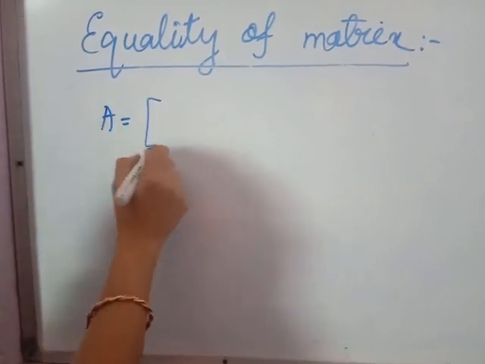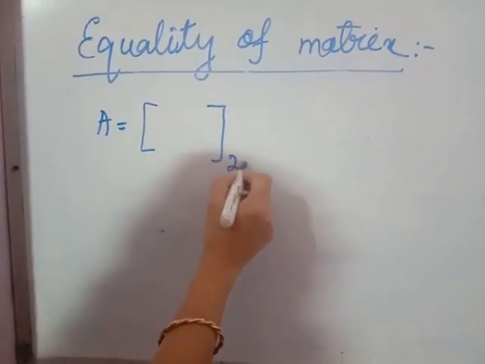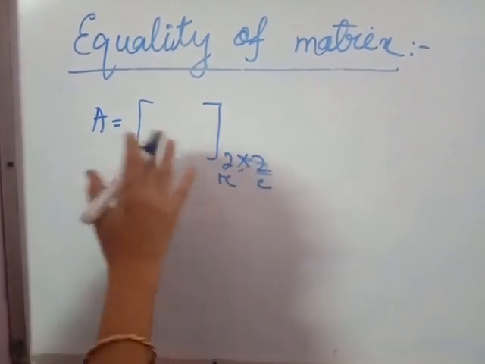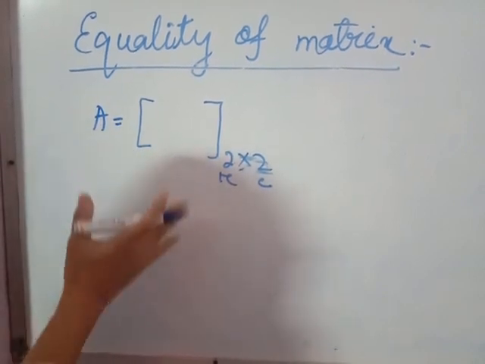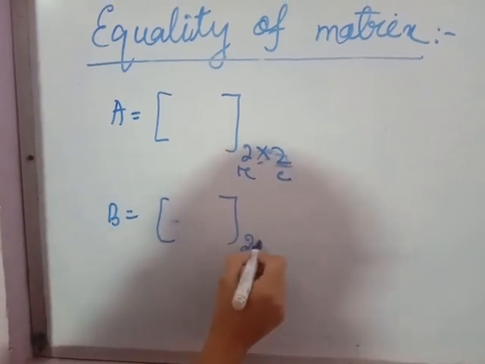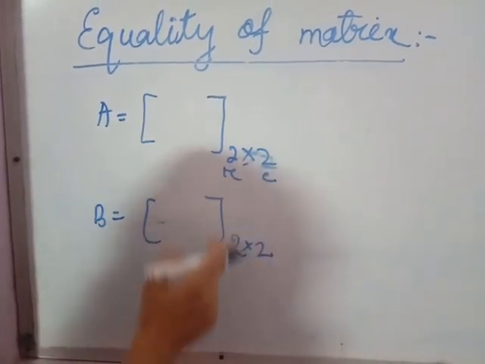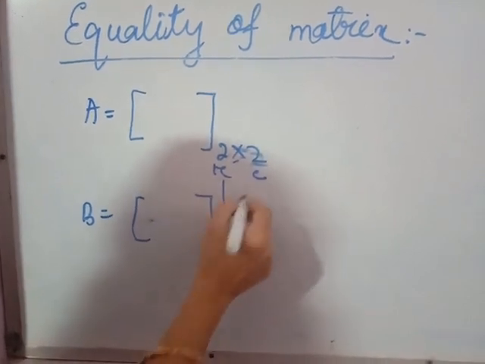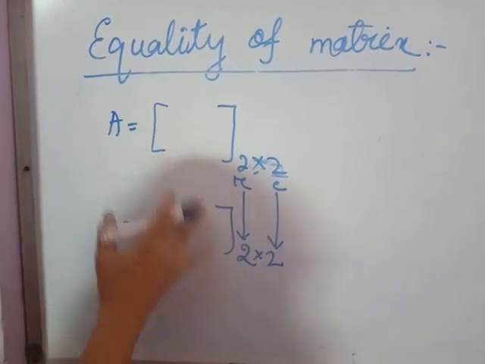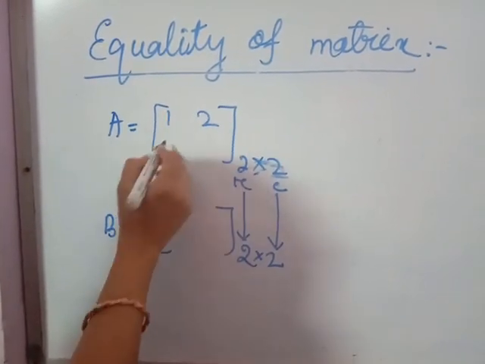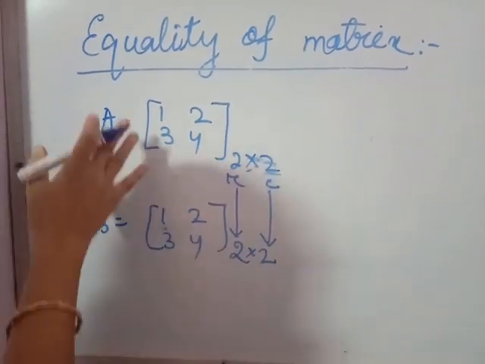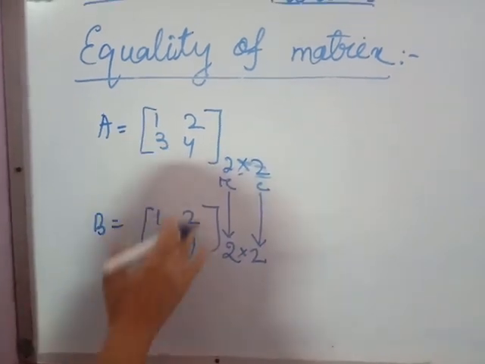Suppose A is a matrix of order 2 into 2, means it has this many rows and this many columns. So if you want to make an equal matrix, suppose that is B, you have to make also a 2 into 2 matrix. That means the row same and column same. Then what about the elements? As I told, the elements are also same. Means if you are writing 1, 2 and 3, 4, here also you have to write 1, 2, 3, 4. Means here order also same and your elements also same.